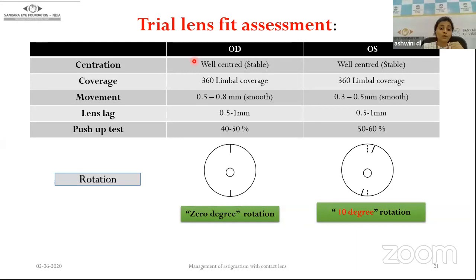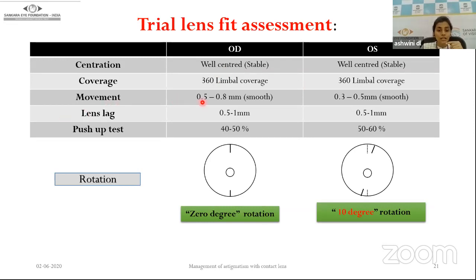Once we inserted the trial lens into the patient's eye, we gave around 5 to 10 minutes gap before doing the fit assessment. Then we did the fitting assessment with the help of the slit lamp. We assessed these components. First is the centration of the contact lens. It was well centered in both the eyes and the lens was stable. And the coverage was 360-degree limbal coverage in both the eyes.